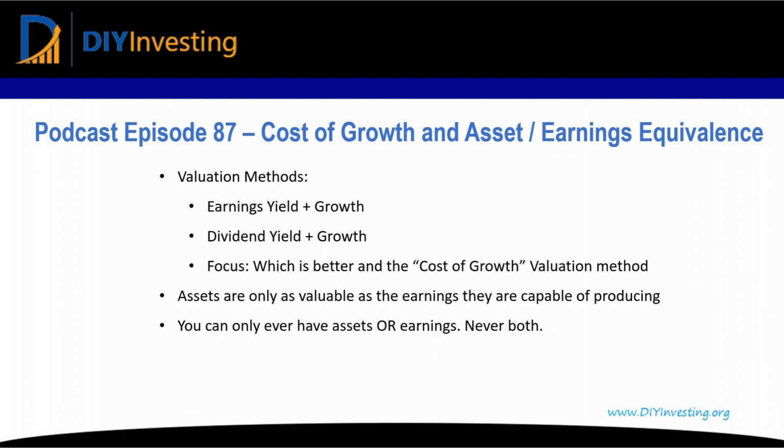You can see a shareholder distribution as either a 5% dividend, if it's 5% of shares bought back, or 5% growth in earnings per share.